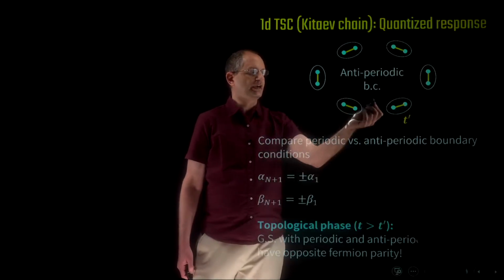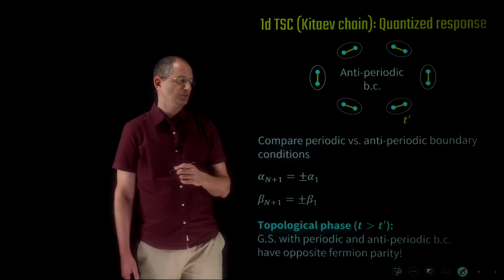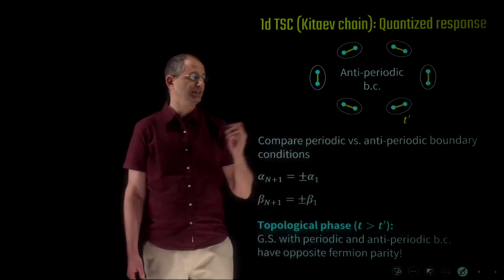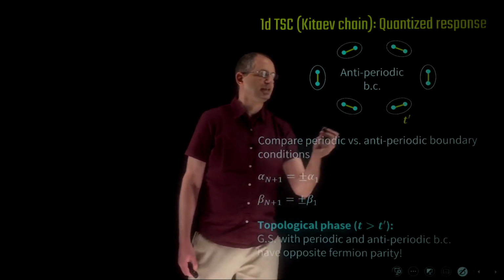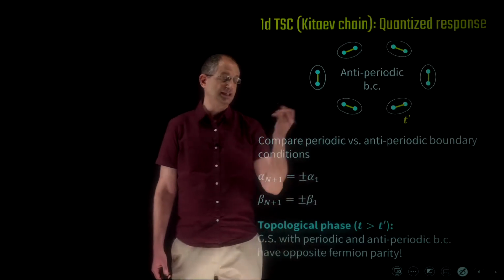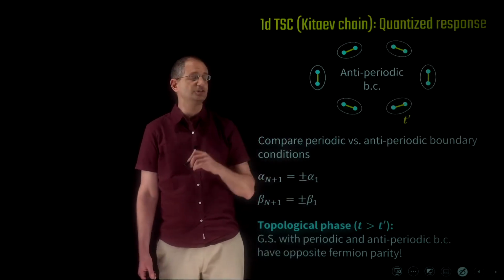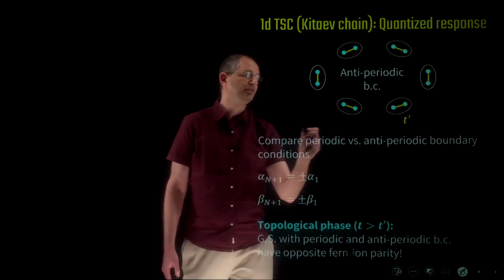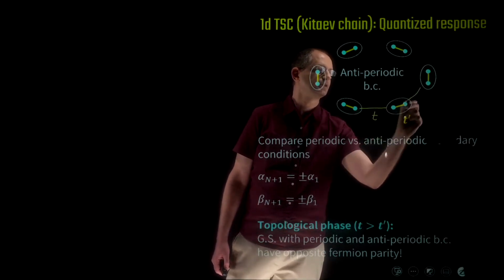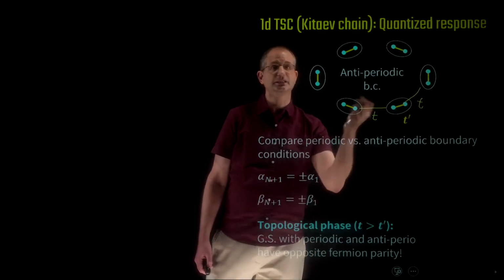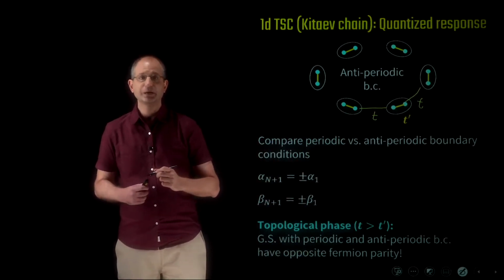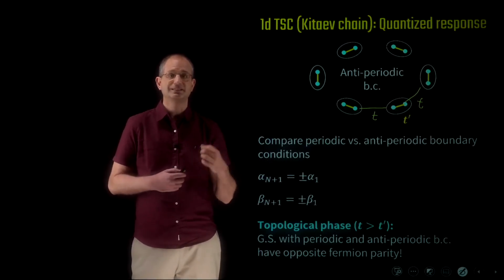In contrast, if we're in the trivial phase, where we can imagine that there's essentially no coupling between different sites at all, t is equal to 0, in this limit, one can easily see that changing the boundary conditions doesn't actually do anything. So this doesn't change the parity of the ground state. And even if we turn on a weak t between sites and so forth, that's not going to change anything. So the two states with periodic and anti-periodic boundary conditions, in this case, would have the same fermion parity.